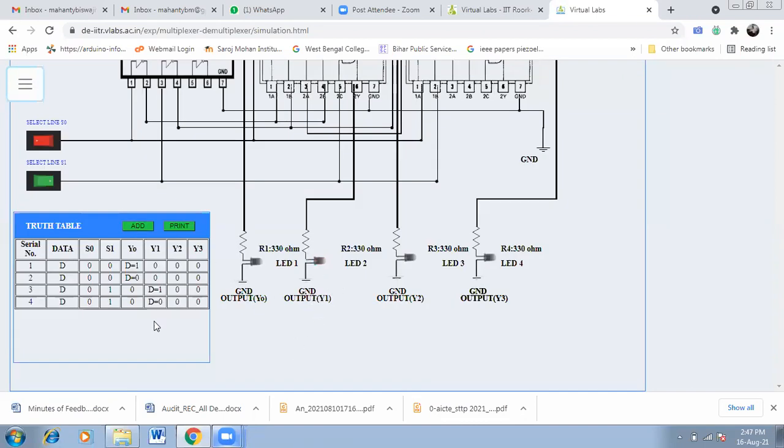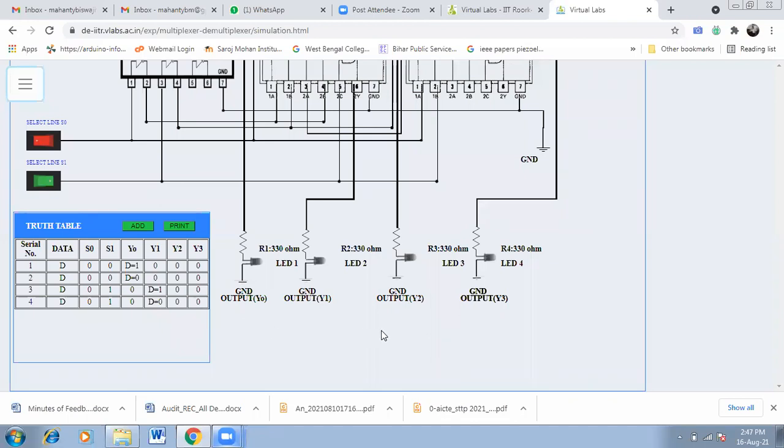So you can add this one. Data input is D and the data selector is 0, 1. So which output will be selected? This y1 would be selected. That's why D is equal to 0 here. This data has been received by this y1 out. In any other cases, no output will be available.